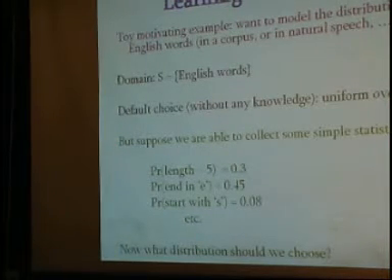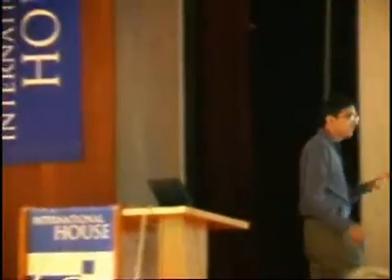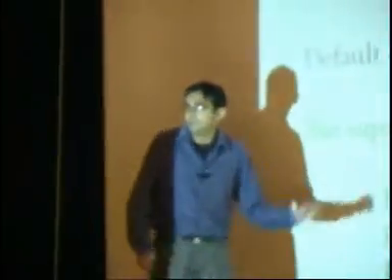And now the question is, how do you adjust your distribution accordingly? Initially you knew nothing, so you picked the uniform distribution. Now which distribution do you pick? You've got a little bit of data, but that's all. What's the right thing to do now?